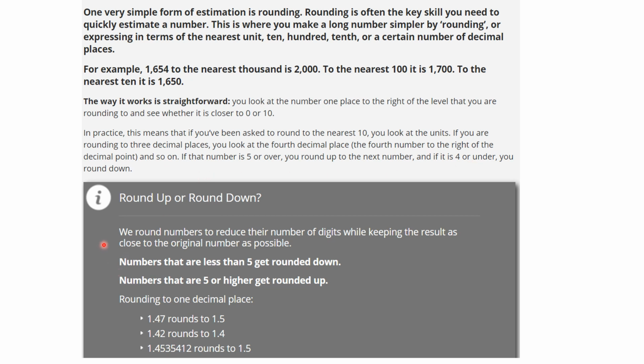So we round numbers to reduce the number of digits while keeping the result as close to the original number as possible. Numbers that are less than 5 get rounded down. Numbers that are 5 or greater get rounded up. And so rounding 1.47 to 1 decimal place is 1.5. 1.42 rounds to 1.4, and 1.4535, and so on, rounds to 1.5.